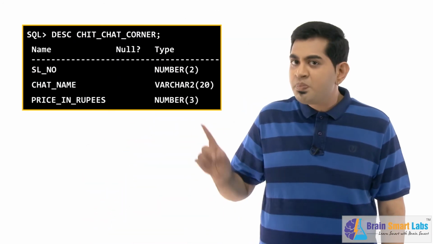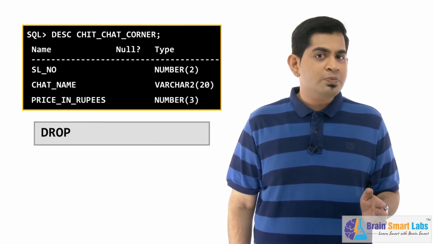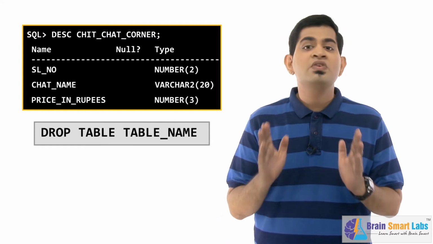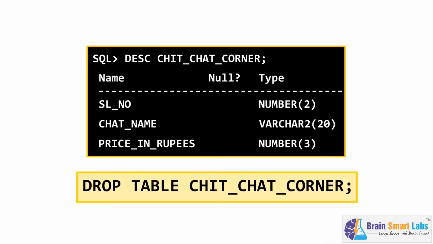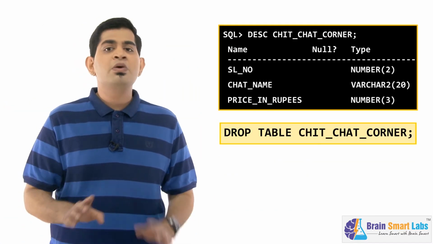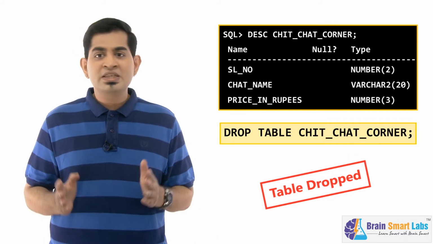To erase the previously created table on your SQL prompt, just type drop space table name and end the statement with a semicolon. As you execute this command, your previously created table will be wiped off from the memory for you to restart creating a new table by the same name once again. More about the drop command I will teach you when the time comes.